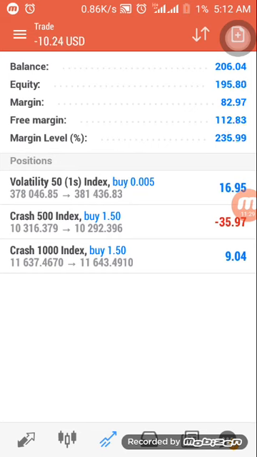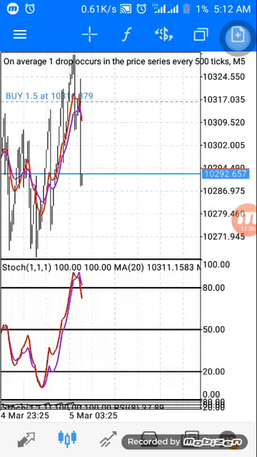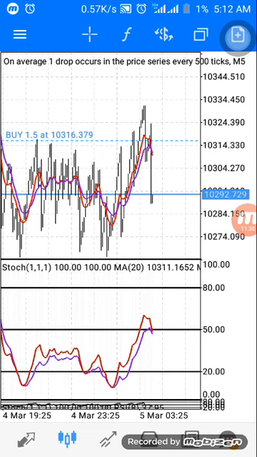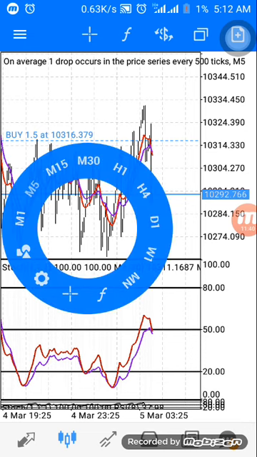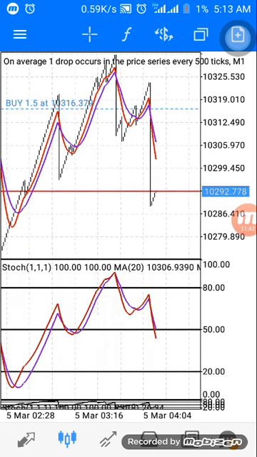You see that is a very big loss. That's a very big loss right now. But I'm not going to exit the market. I'm going to wait for it.